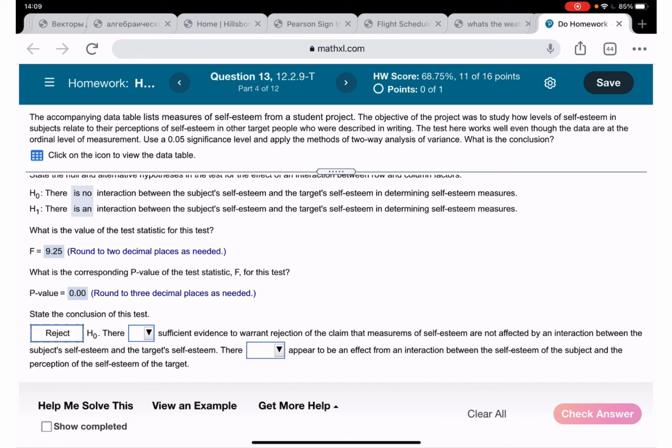hypothesis. And since our null hypothesis is our claim, we say that there is sufficient, we need to support that rejection. Therefore, we say there is sufficient evidence to warrant rejection of the claim that measurements of self-esteem are not affected by interaction between subject self-esteem and the target self-esteem. Okay, there does appear to be an effect from an interaction between self-esteem of the subject and perception of self-esteem of the target. Okay.